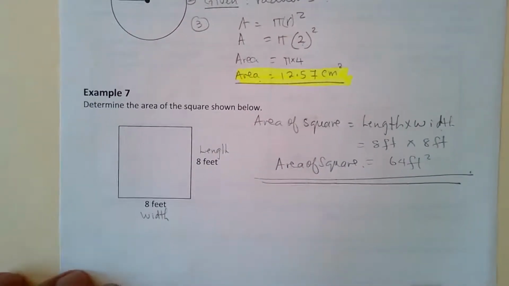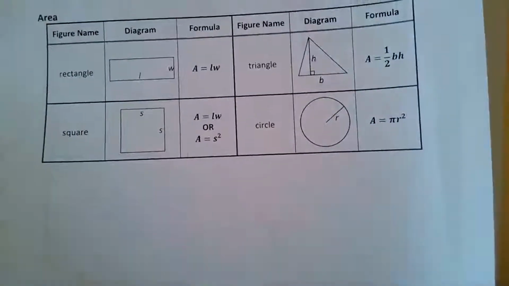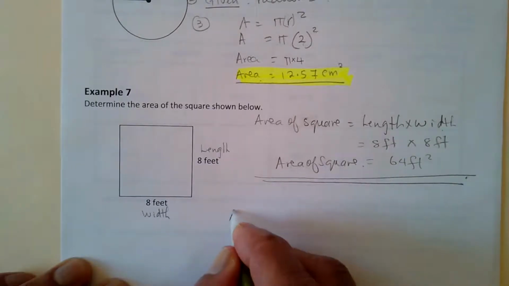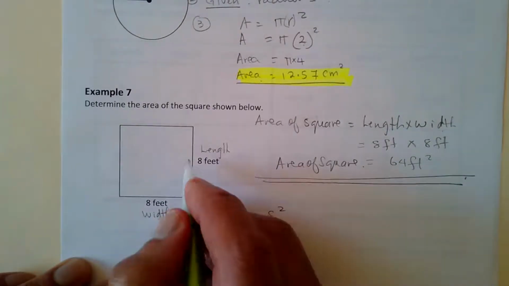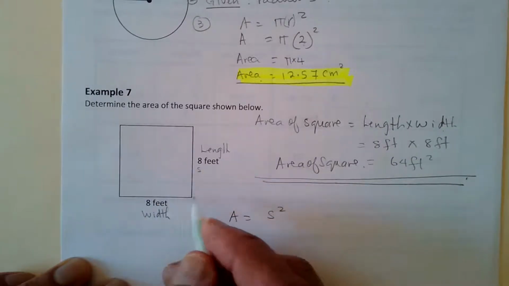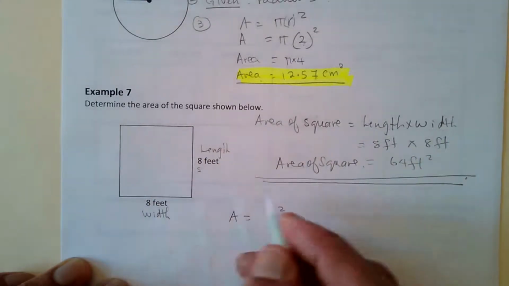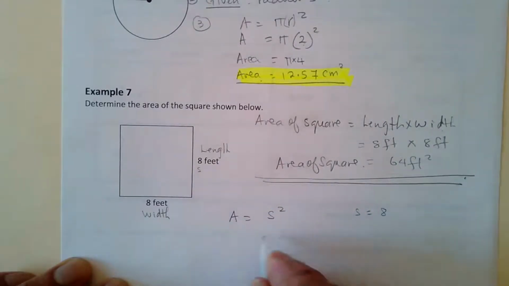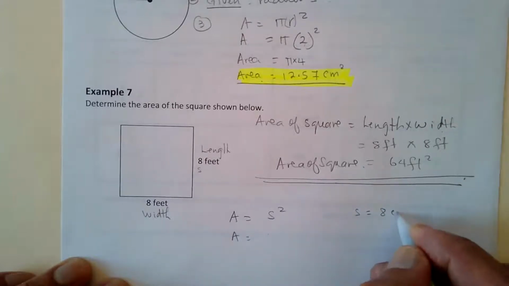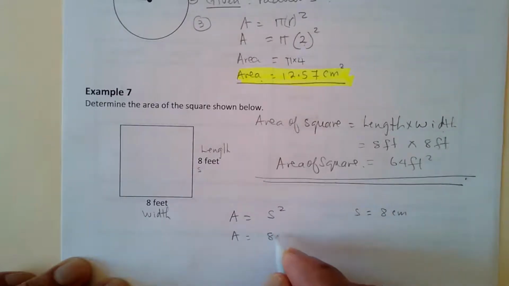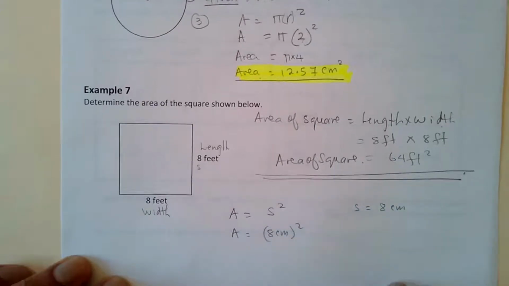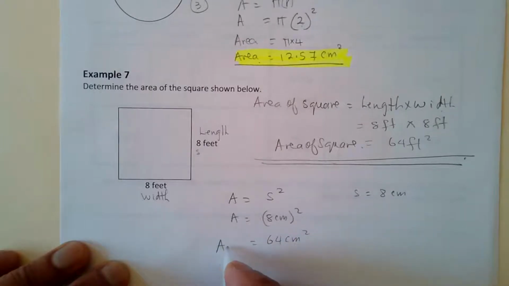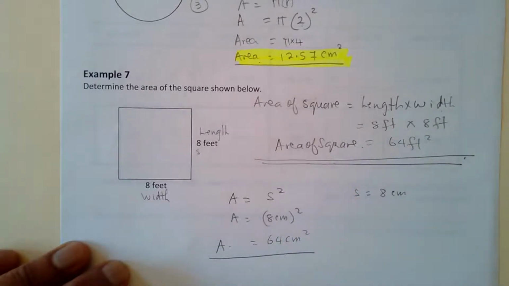We can also use the other formula, which is area equals side squared. Let's look at that one here. So area is equal to S squared. This is S, because the dimensions are all the same. So S equals 8. So area is 8 centimeters squared, which gives us 64 square centimeters. Same result.